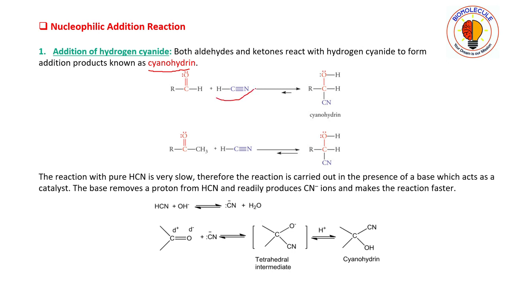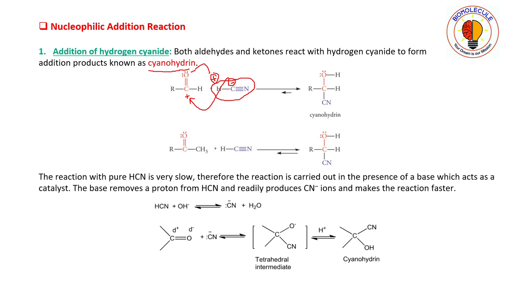As you can see here, this is hydrogen cyanide, HCN. If you look closely, in hydrogen cyanide the carbon of the cyanide group bears a negative charge and the hydrogen bears a positive charge. As you know, in the carbonyl group the carbon atom bears a positive charge and oxygen bears a negative charge. In the previous lecture, I showed you the ionic addition: the negative end will go and attack the positive center.